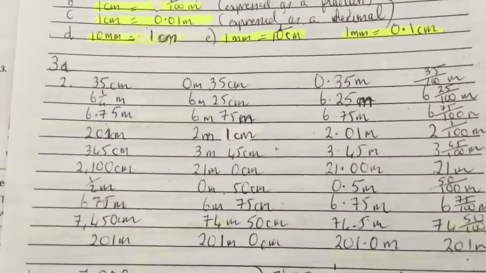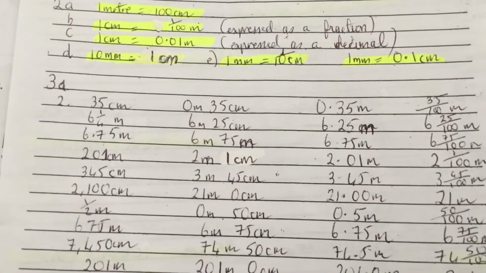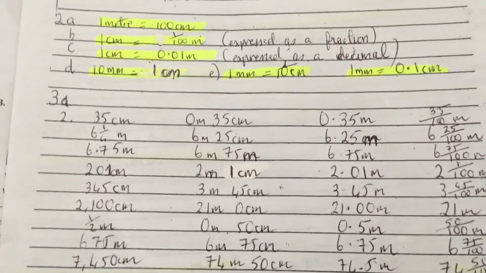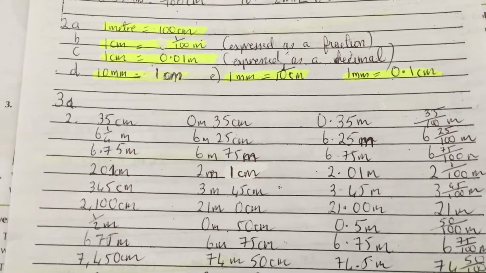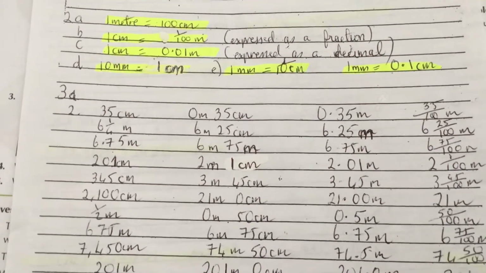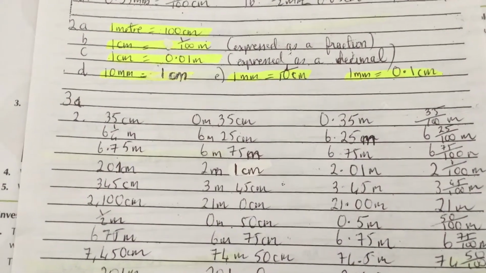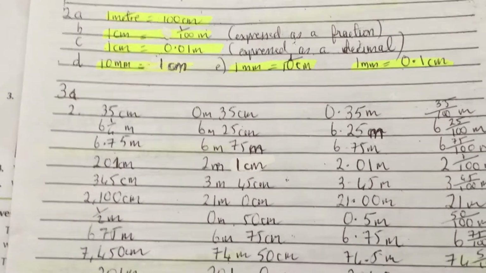Do you understand that? I'll say that again. Let's look first of all at our 450 centimeters. 450 centimeters. 400 centimeters is equal to 4 meters. 7,000 centimeters is equal to 70 meters.